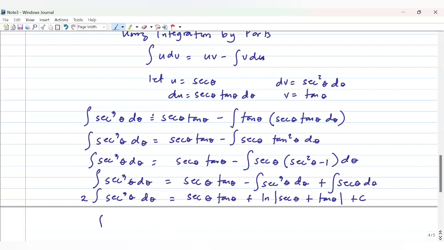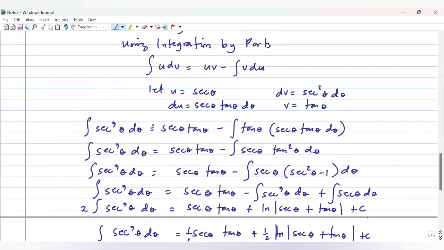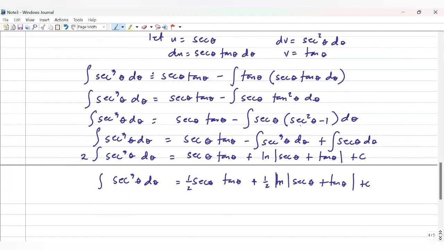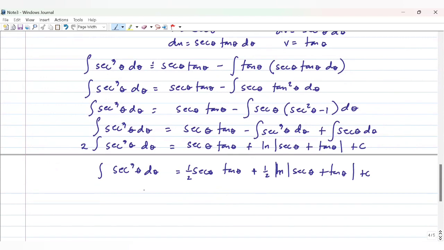So finally, that will be secant cube of theta d theta equals 1/2 secant theta tangent of theta, sorry, there should be 1/2 in here, okay, plus also 1/2 in here, and then ln of secant of theta plus tangent of theta plus c. Oh, I'm sorry. There should be 5 in here outside. So multiplied by 5.